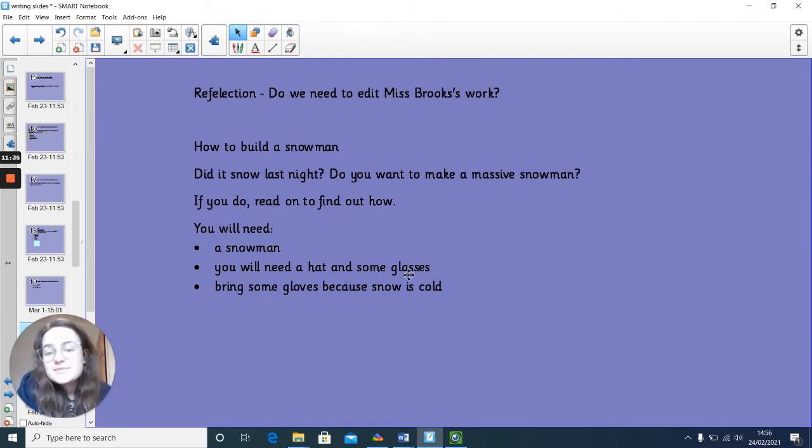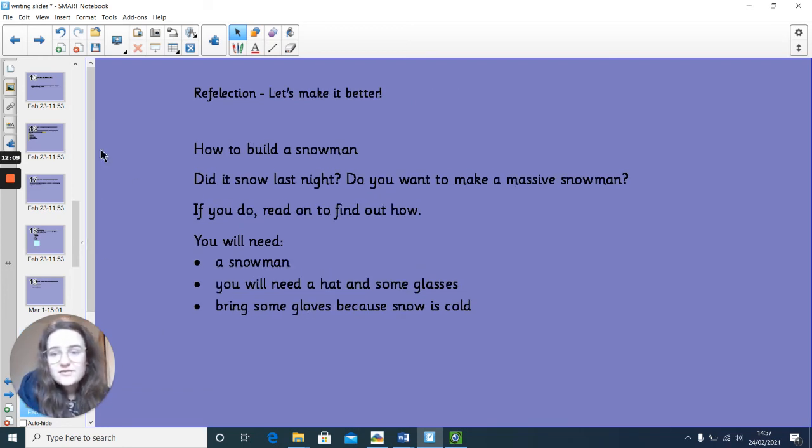You will need a hat and some glasses. Okay, so I might need a hat and some glasses to put on my snowman to make him look more like a person, but I've already written "you will need" up here, so I don't need to write it again here. I might need a hat and I might need some glasses, but they would have to go in different bullet points, wouldn't they? And bring some gloves because snow is cold. Well, the thing that I would need there is gloves, and I'm not talking about why I need it right now. I'm just talking about the things that I definitely need. So let's go on to our next slide and have a go at editing them.